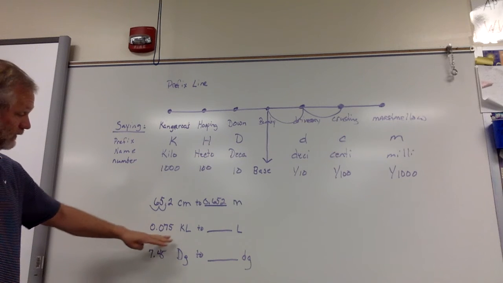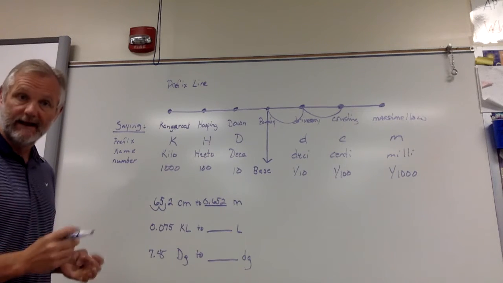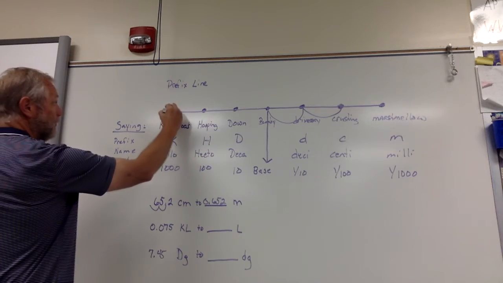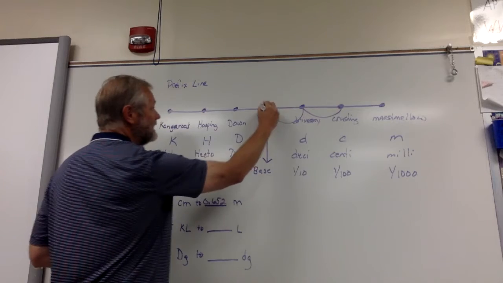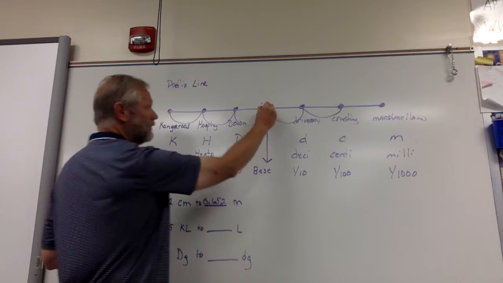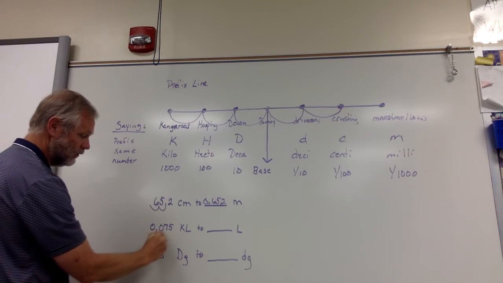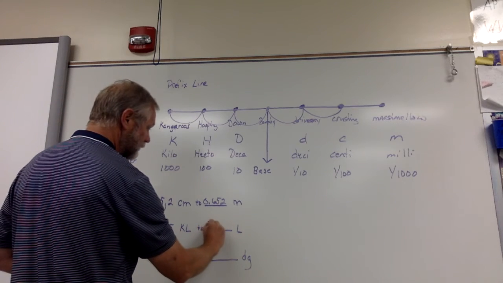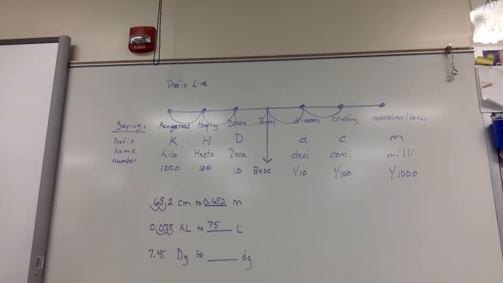Let's look at the next one. I'm going from a kiloliter to a liter. So kiloliter, liter is my base. Kilo is going to be right here. And then it says to a liter, which is the base. So I'm going to go 1, 2, 3. This time I'm moving it 3 places to the right. So it would go 1, 2, 3. So I'm going to end up with 75 liters. So that's all you have to do.